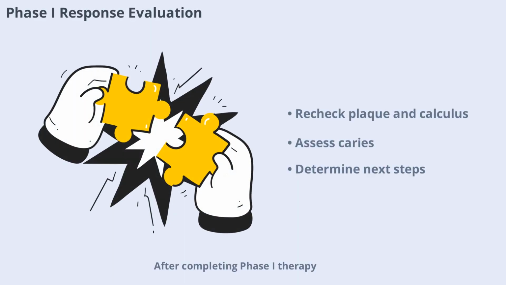After completing Phase 1 therapy, it's essential to evaluate the patient's response. This involves rechecking for plaque, calculus, and caries. By assessing the effectiveness of initial treatments, clinicians can determine if further interventions are needed or if the patient is ready to proceed to surgical therapy. Continuous evaluation ensures that the treatment plan remains tailored to the patient's needs.